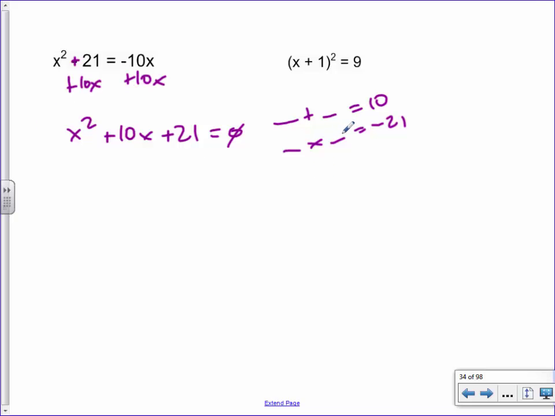Because if it's minus and minus, that wouldn't give plus 10, right? The only things that give 21 are 1, 3, 7, and 21, right? But if I did 7 plus minus 3, then that wouldn't give 10, right? Yeah, because 7 minus 3 is 4.